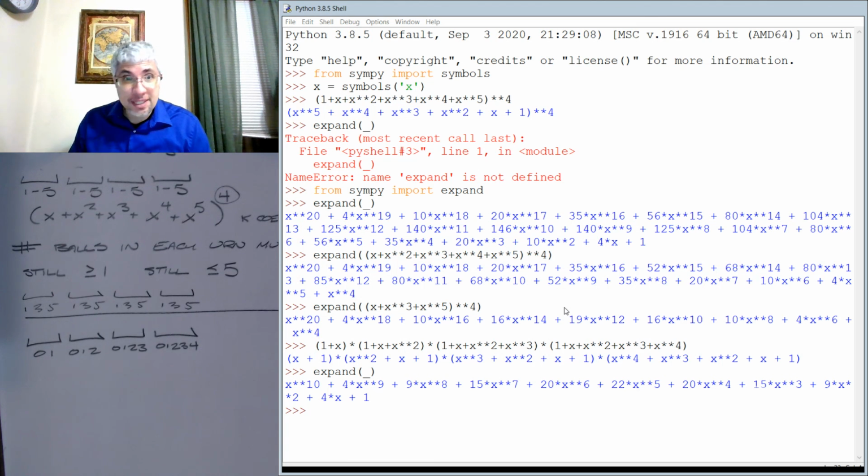So this is some examples of using generating functions to solve problems of balls and urns with strict constraints.